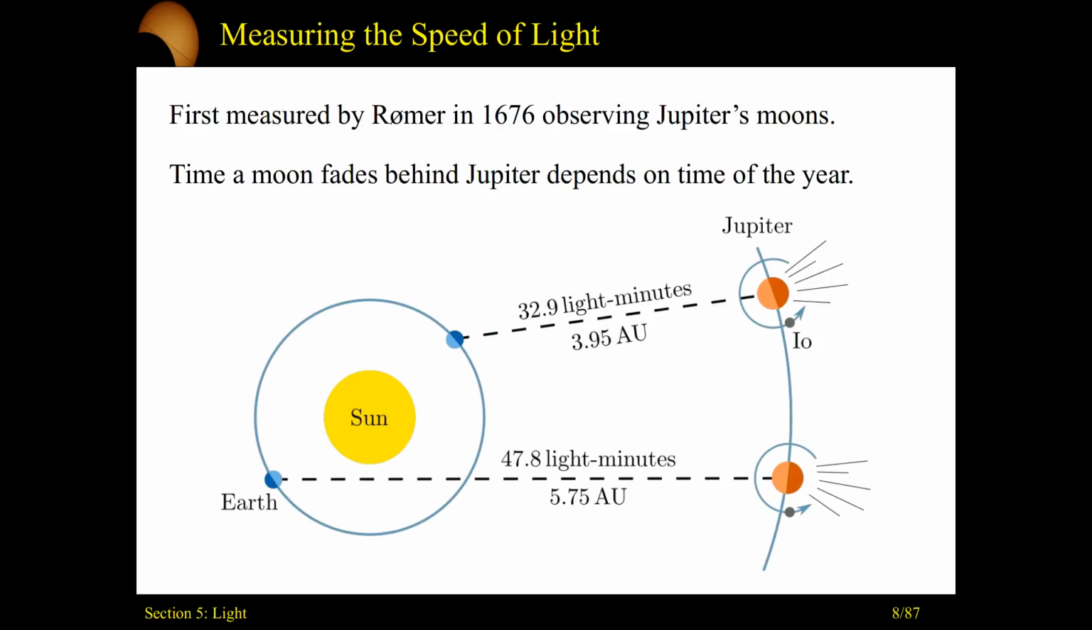Absolutely brilliant result. He got a value of about 2.2 times 10 to the 8th meters per second, which is not too bad. The actual value we know is 3 times 10 to the 8th meters per second. So he was off by about 25%, but he was definitely on the right track trying to measure that speed of light.